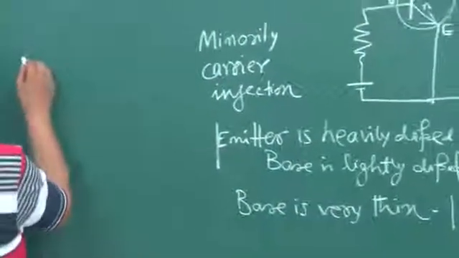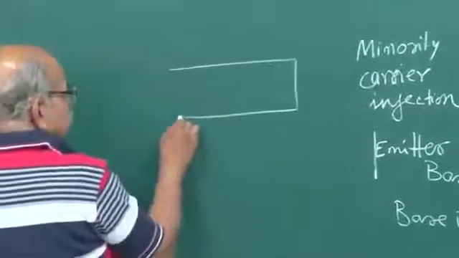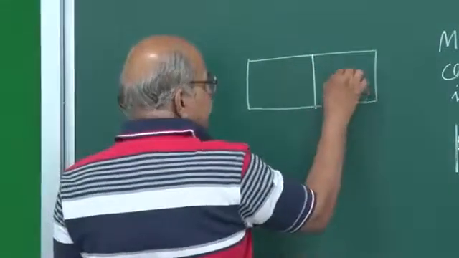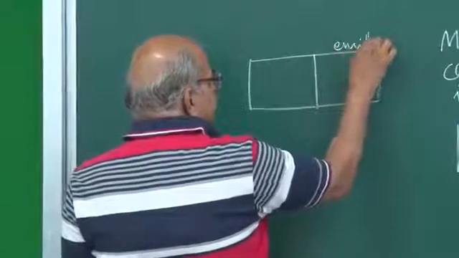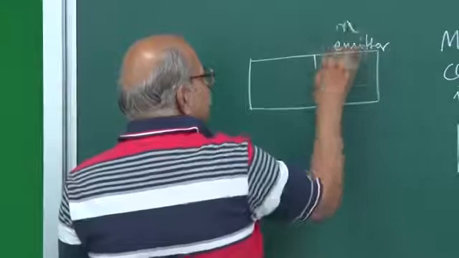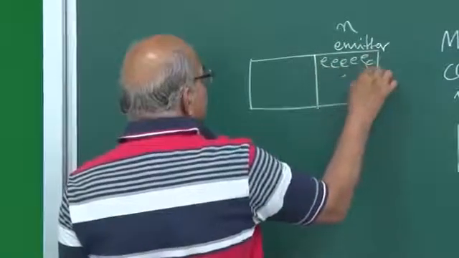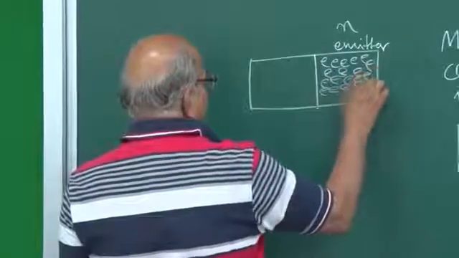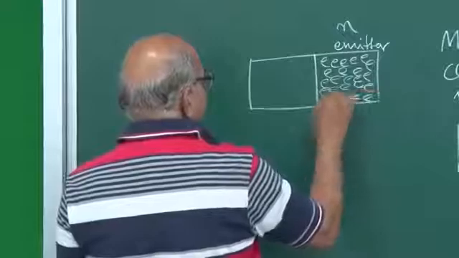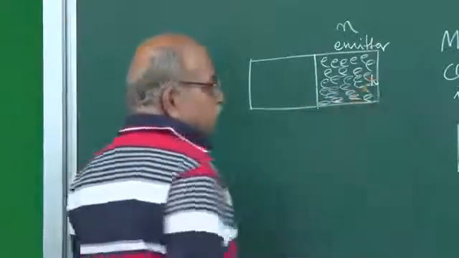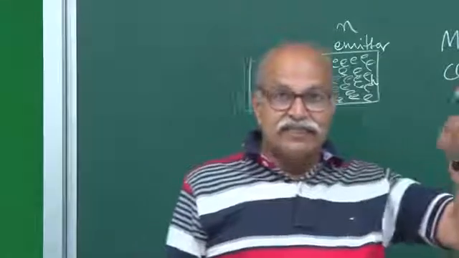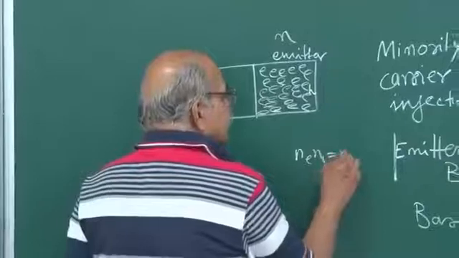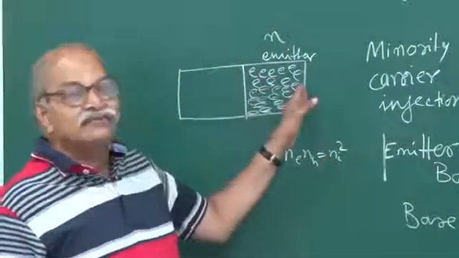So now the situation is something like this. First let us think of this first junction. This is emitter, which is N-type, which is heavily doped. That means there are a lot of electrons there, and a very small number of holes. Remember, Ne into Nh is Ni square. Okay, Ne into Nh is Ni square. So if one is very large, the other is very small.